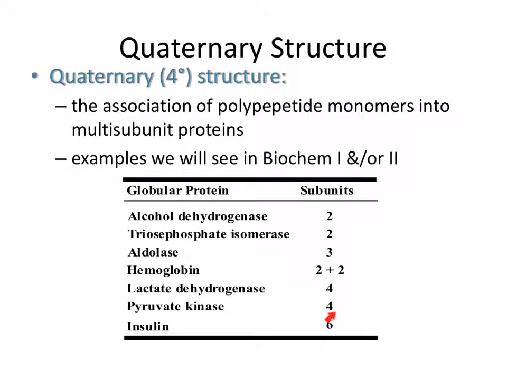Of course, the insulin has 6 subunits, but they can go way, way, way up high. For example, in neurochemistry, recently we were talking about ferritin that had 24 subunits, so they can be huge.